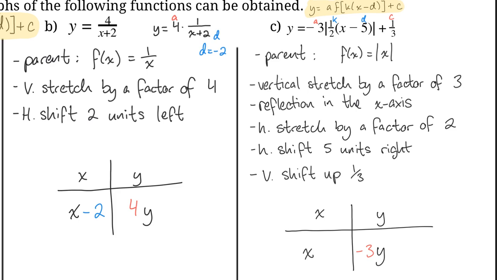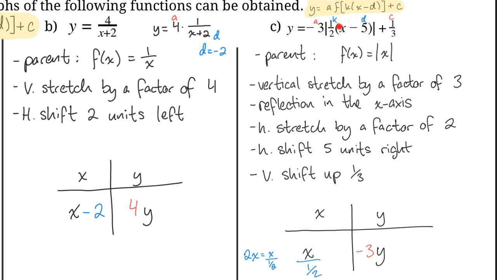So next we have our k value, which is 1 over 2. And I know this whole thing looks like it's being multiplied by 1 over 2, but because we're just affecting the x, we're dividing our x by 1 over 2. And that is the same thing as taking your x and multiplying by 2. So 2 times x is the same thing as x divided by 1 over 2.